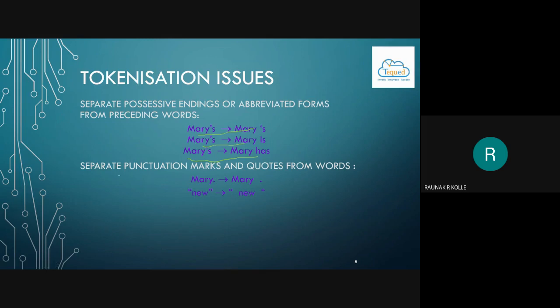Now, the best approach to this would be separating punctuation marks and quotations from words. So, for example, if there's a full stop after Mary, it will be split into Mary, space, and then the full stop. If the word new is within quotations, the quotations are separated out and the word new is taken as a single token.